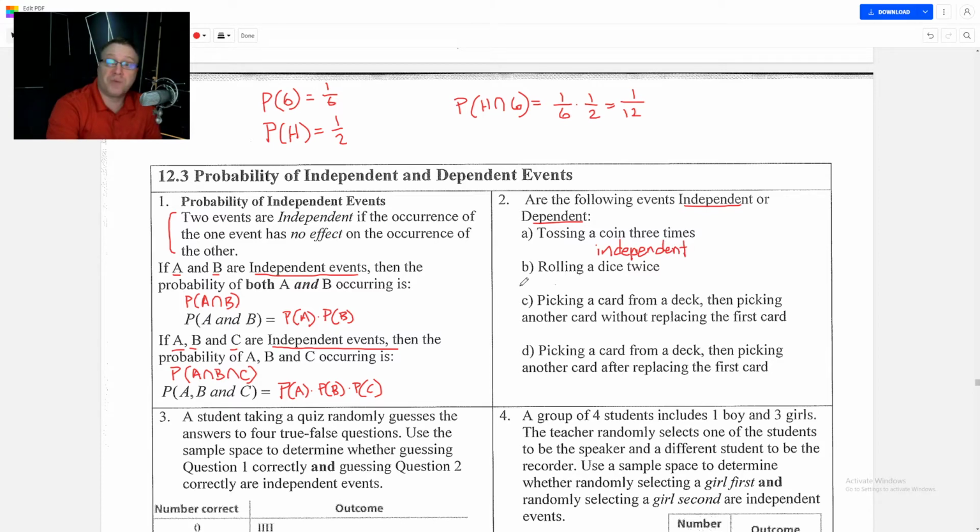All right, what about rolling a die twice? If I roll a die once and then I roll it again, does the first time change or affect what I might get on my second time? No, it doesn't. So rolling a die several times, they are independent events.